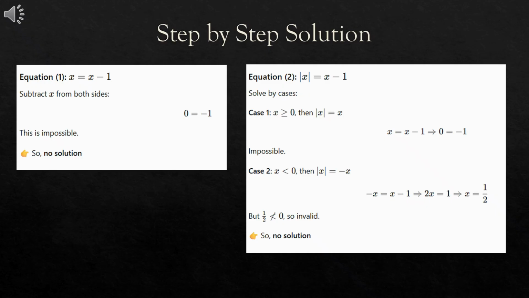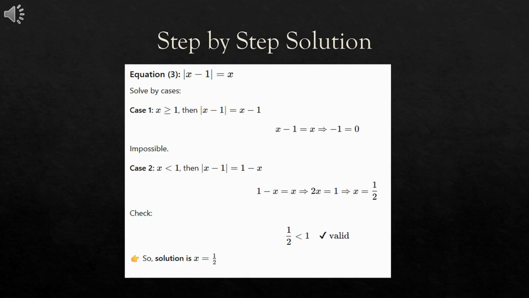Case 2, when x is less than 0. In this case, absolute value of x becomes negative x. So, negative x is equal to x minus 1. Add x to both sides. 0 is equal to 2x minus 1. So, 2x is equal to 1, and x becomes 1 over 2. However, 1 over 2 is not less than 0, so it does not satisfy the condition. Therefore, the equation has no solution.